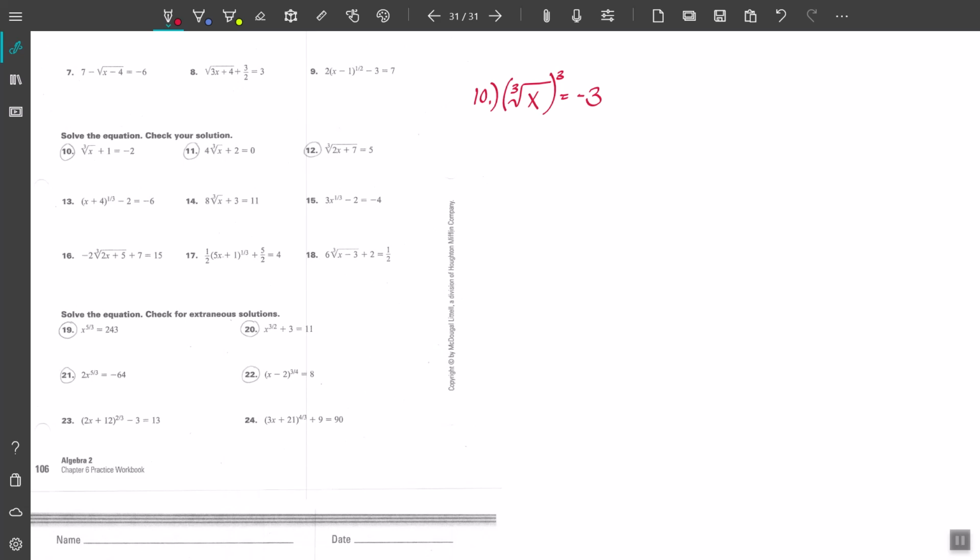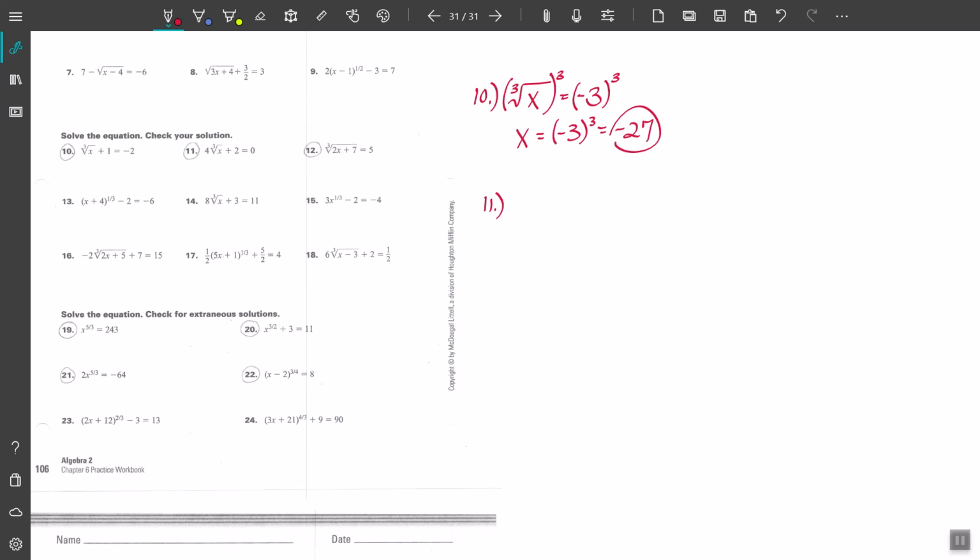All right, so the radical and the exponent you raise it to have to match in order to cancel each other out. So we'll end up with x here, and then a negative 3 raised to the 3rd power. Make sure that that negative sign is in parentheses with that 3, so that you raise all of it to the 3rd power, and then you'd end up with a negative 27. All right, number 11.